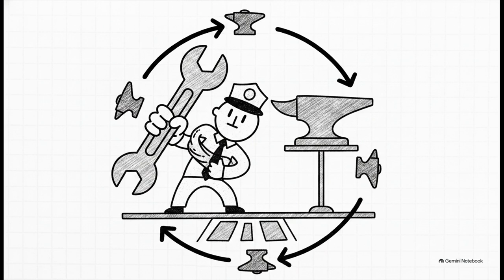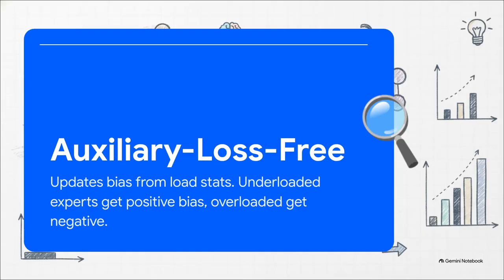Now, it definitely works, but it's a bit heavy-handed. It actually requires calculating and applying an entirely separate loss function during training just to keep the traffic moving. So, the natural question is, what if we could balance the load without that heavy direct penalty? Well, enter DeepSeek style balancing.